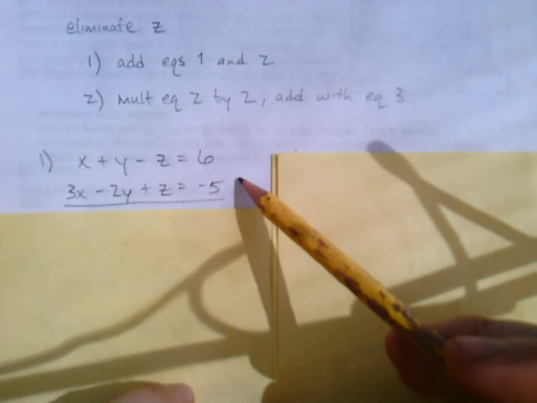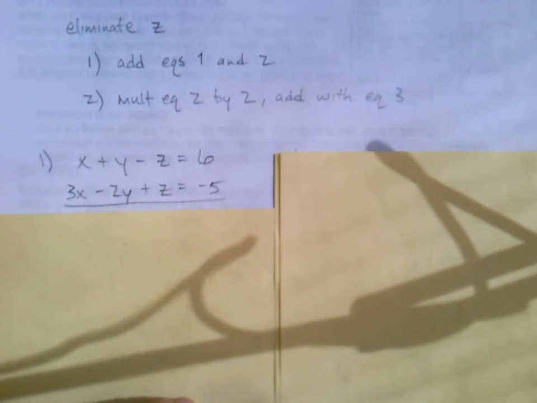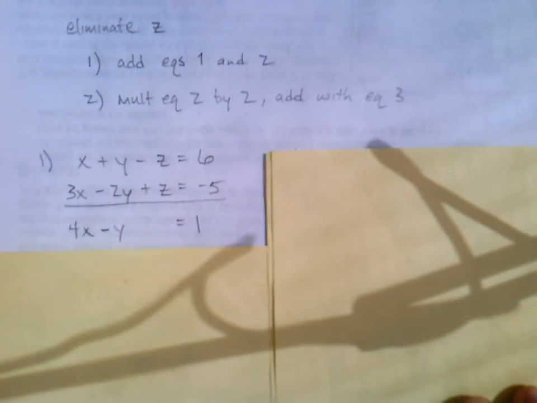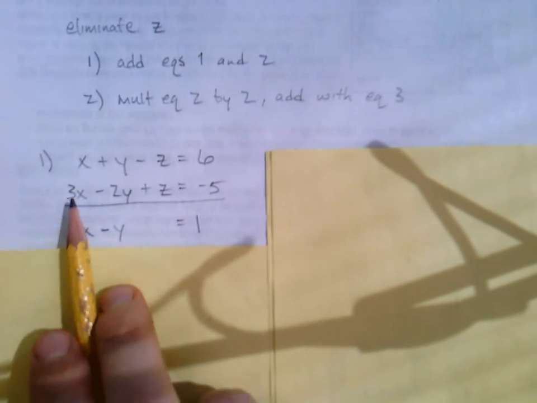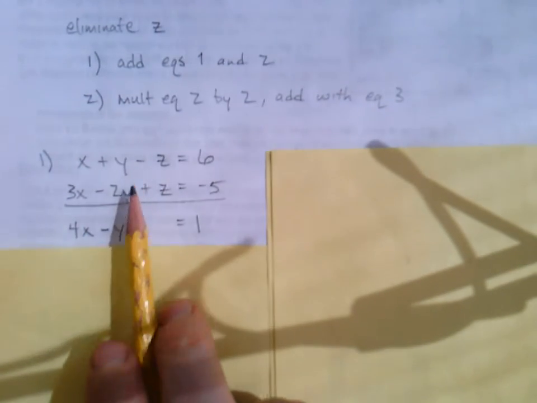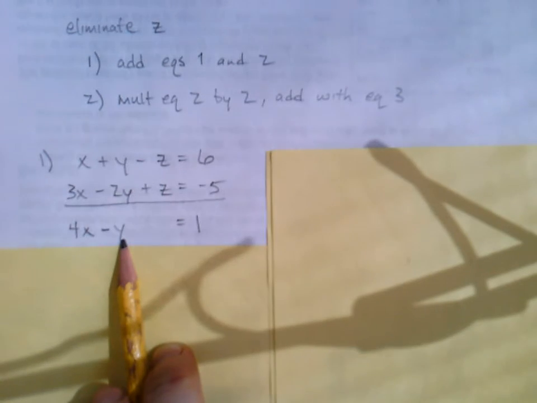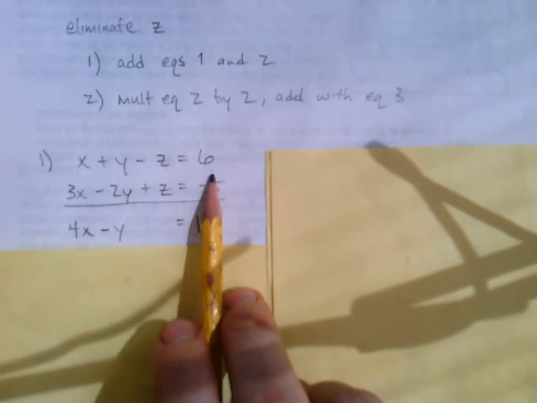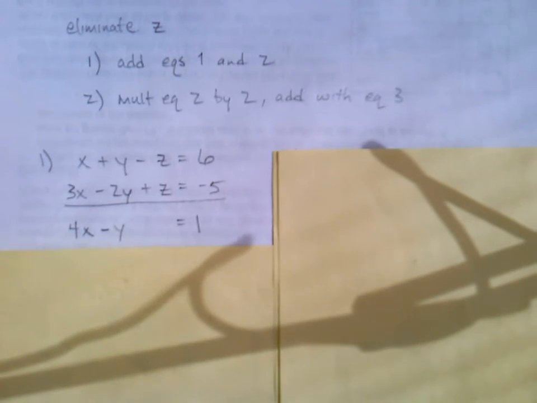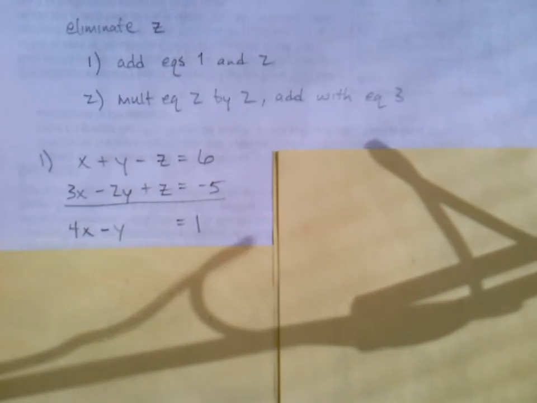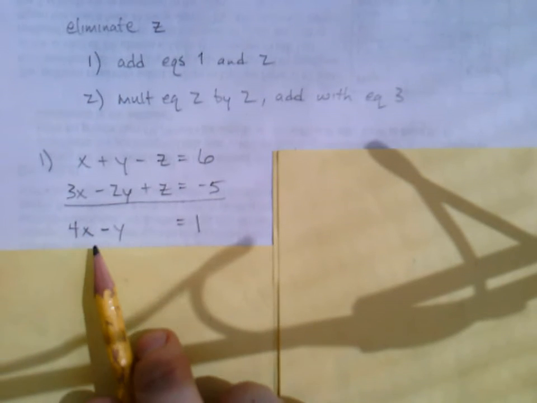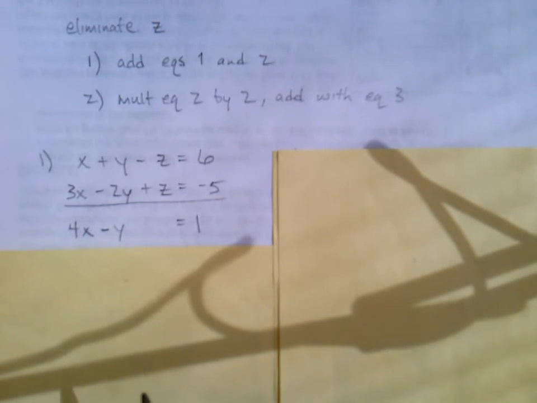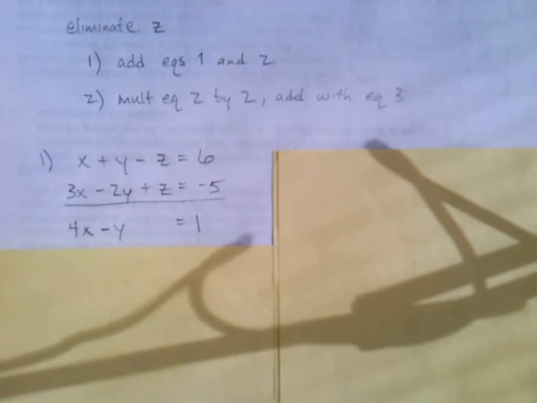x plus y minus z equals 6. 3x minus 2y plus z equals negative 5. When we add those together, we get 4x. We get negative 1y, so minus y. The z is eliminated, and 6 plus negative 5 is 1. Think of this as just 6 minus 5. Hey, we got a new equation. It only has 2 variables. The z is gone. We're halfway to our first goal.